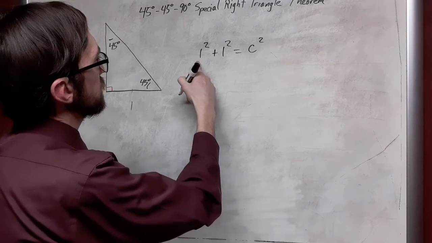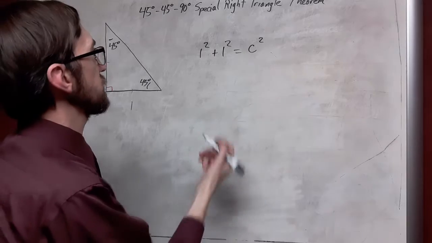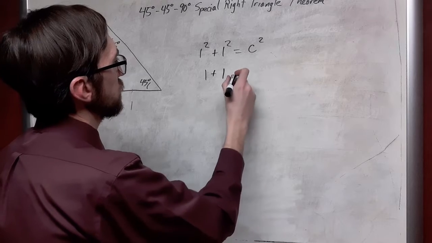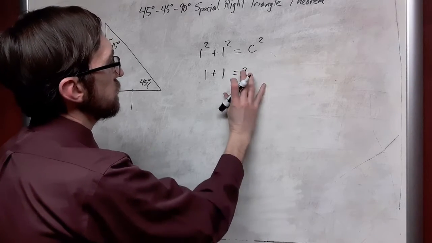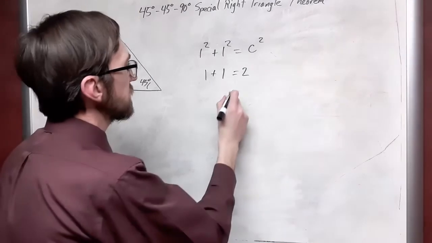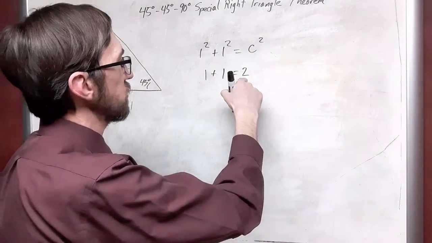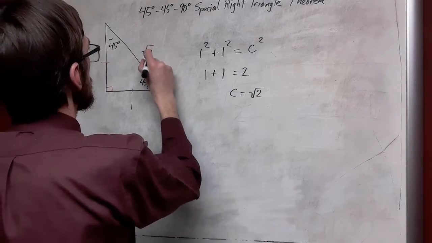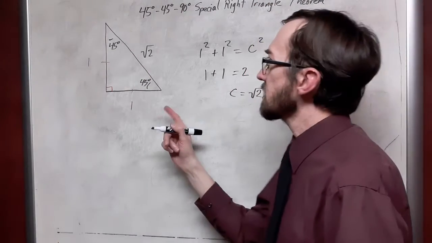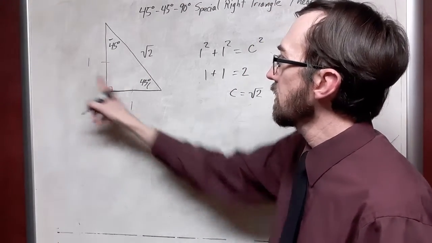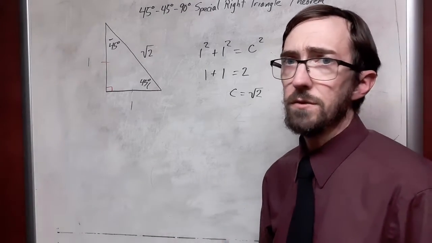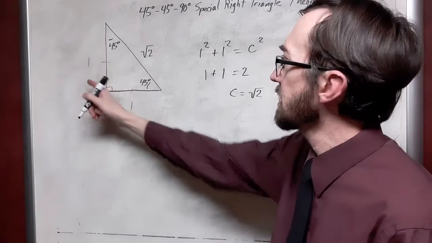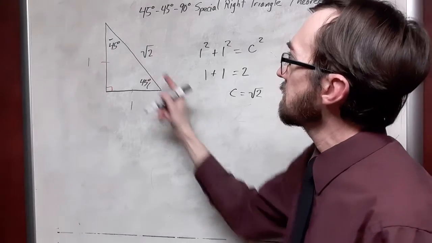When we plug things in, we see that we have 1 squared plus 1 squared equals c squared, the unknown hypotenuse. 1 squared is 1, so we have 1 plus 1 is equal to 2. This value of 2 is c squared. To know what c is actually equal to, we have to take the square root of this. So we find that it's the square root of 2. So the hypotenuse for our isosceles triangle, where the sides here are 1, will give us a hypotenuse of the square root of 2.